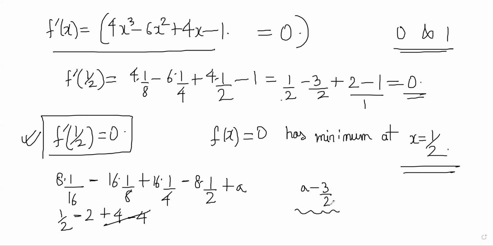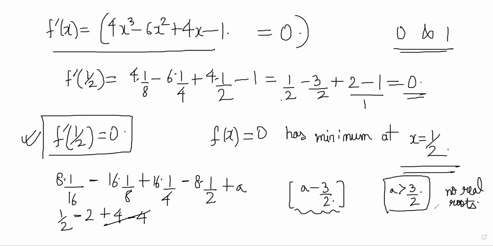Now, for different values of a, if a is greater than 3 by 2, you get no real roots. No real roots means the sum of all the non-real roots is equal to 2. If a is less than 3 by 2, you get two real roots, because the graph is going below the x-axis. When a is less than 3 by 2, the f(x) graph is like this.